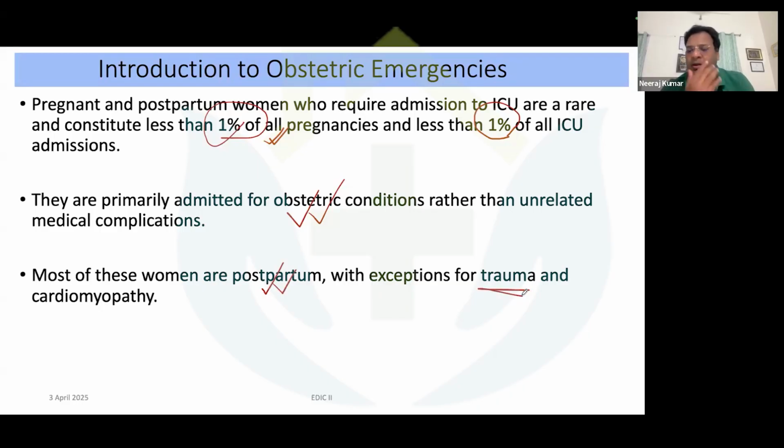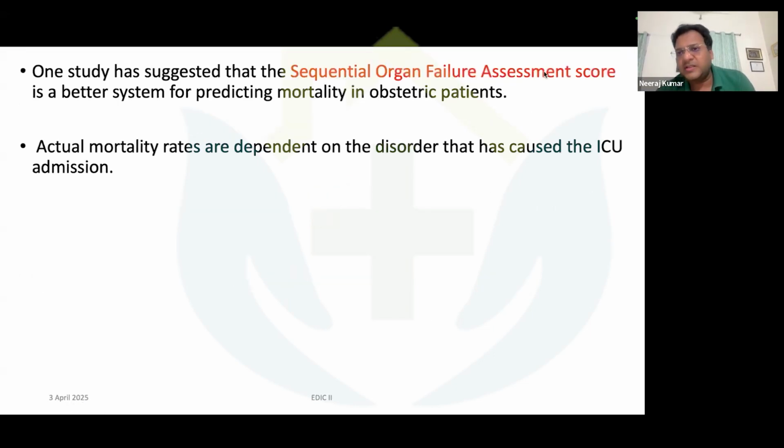It can happen in any part of the pregnancy interval. Now, coming to the next aspect, one study has also suggested that the SOFA score is one of the better systems for predicting mortality in obstetric patients. So, if you are asked which is one of the scoring systems for assessing mortality in obstetric patients, you can mark SOFA. SOFA is one of the options for predicting mortality, especially in obstetric patients.